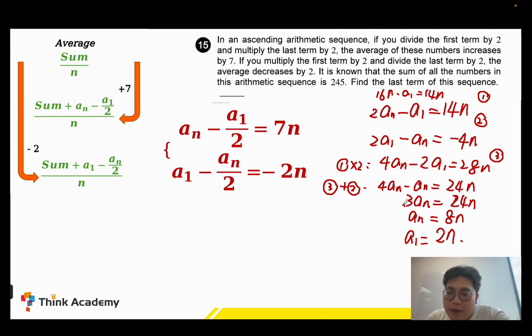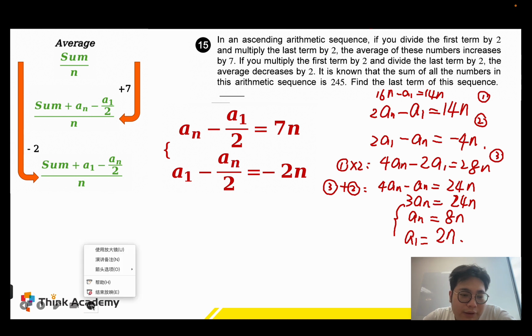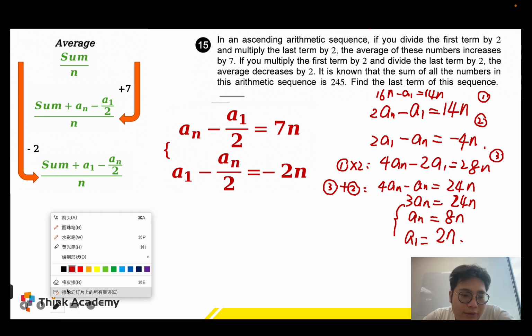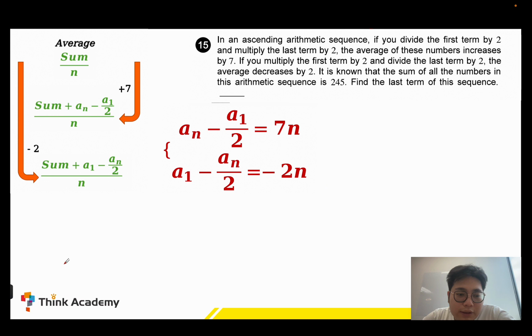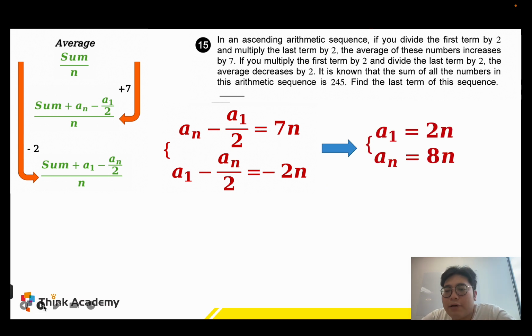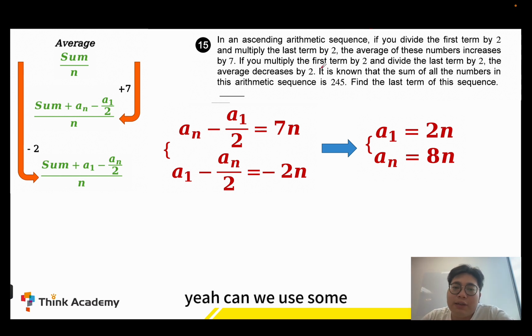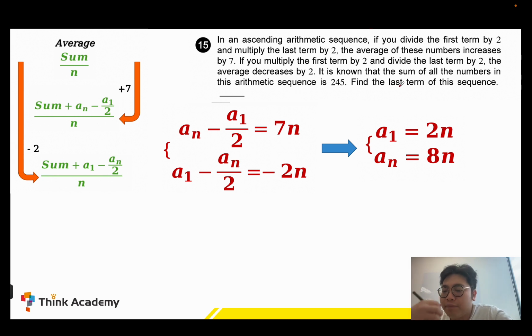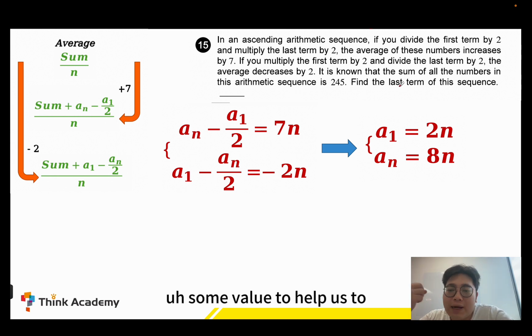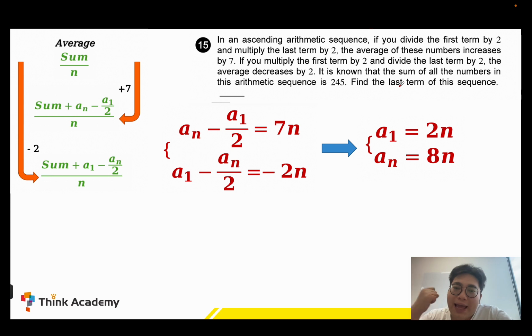Okay, so here's the result. Let me show you the result. We have already found a1 equals 2n and an equals 8n. And what else can we find out? Can we use some value to help us find out that n equals 1?